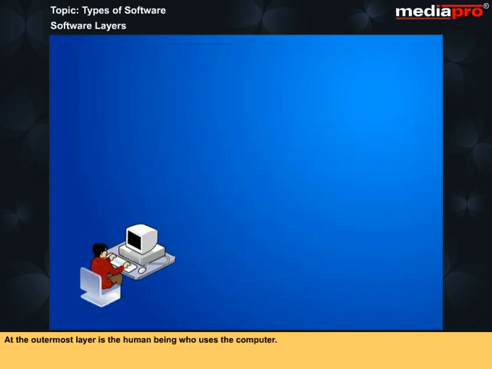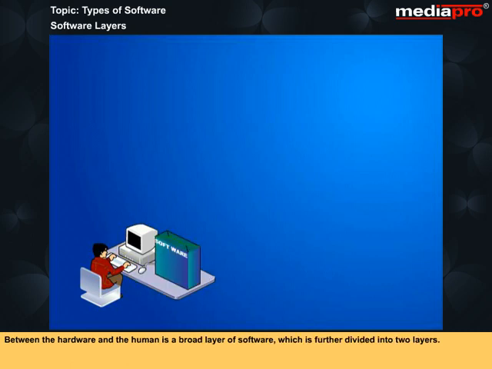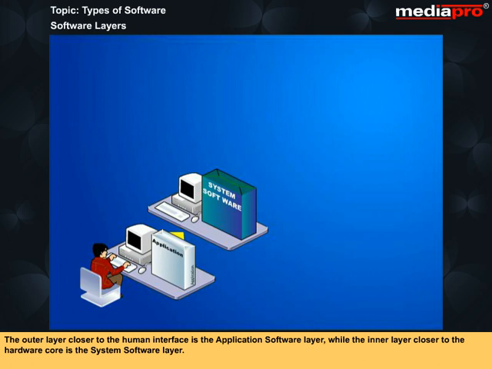At the outermost layer is the human being who uses the computer. At the inner core is the hardware circuitry. Between the hardware and the human is a broad layer of software, which is further divided into two layers. The outer layer, closer to the human interface, is the application software layer, while the inner layer, closer to the hardware core, is the system software layer.